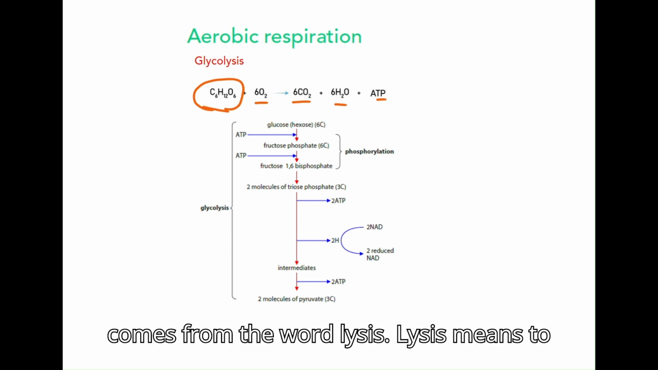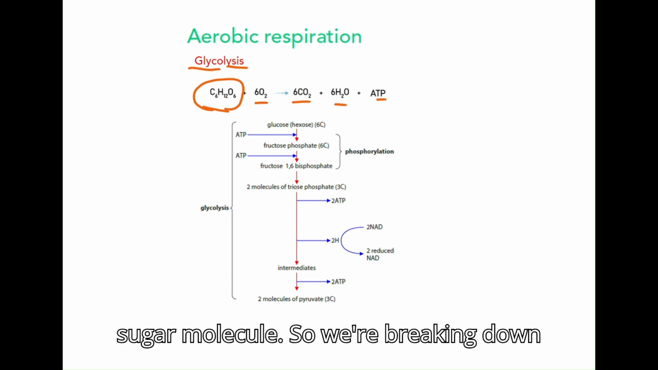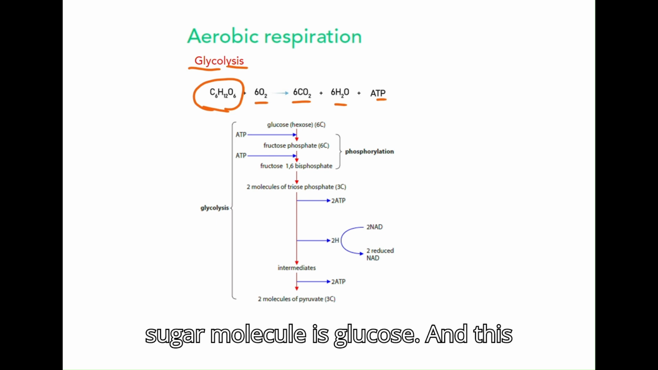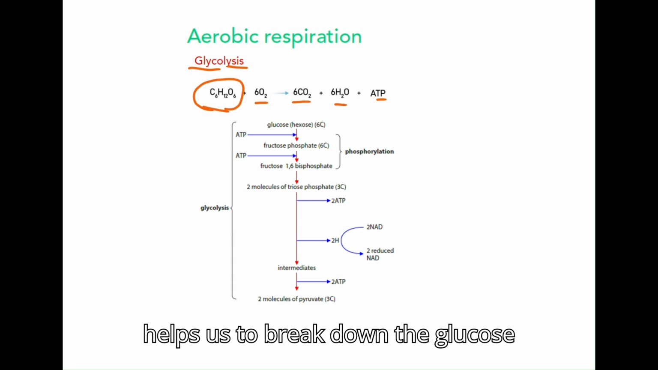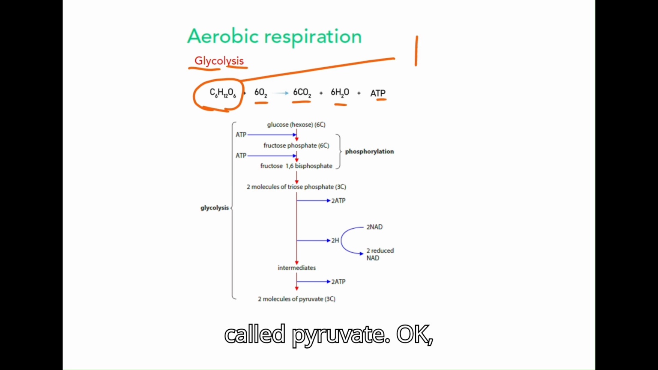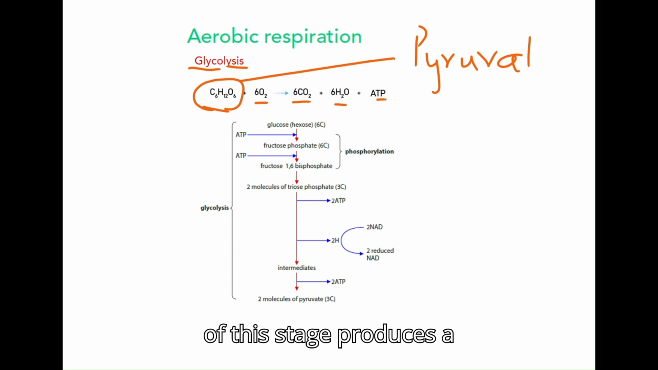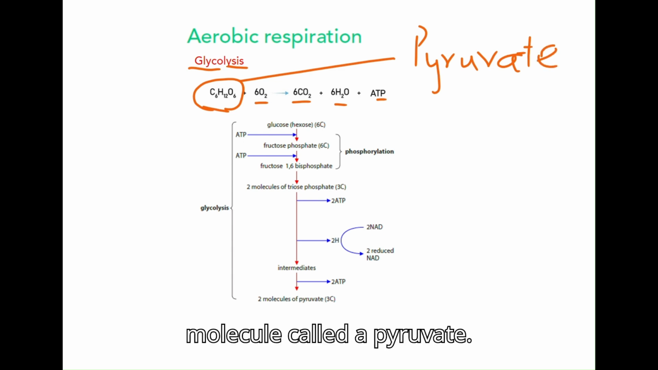So it comes from the word lysis. Lysis means to break, and glyco refers to the sugar molecule. So we're breaking down the sugar molecule. In this case, our sugar molecule is glucose, and this is a string of reactions, not just one reaction, but several reactions that help us to break down the glucose molecule and end up with a compound called pyruvate. So the end of this stage produces a molecule called pyruvate.